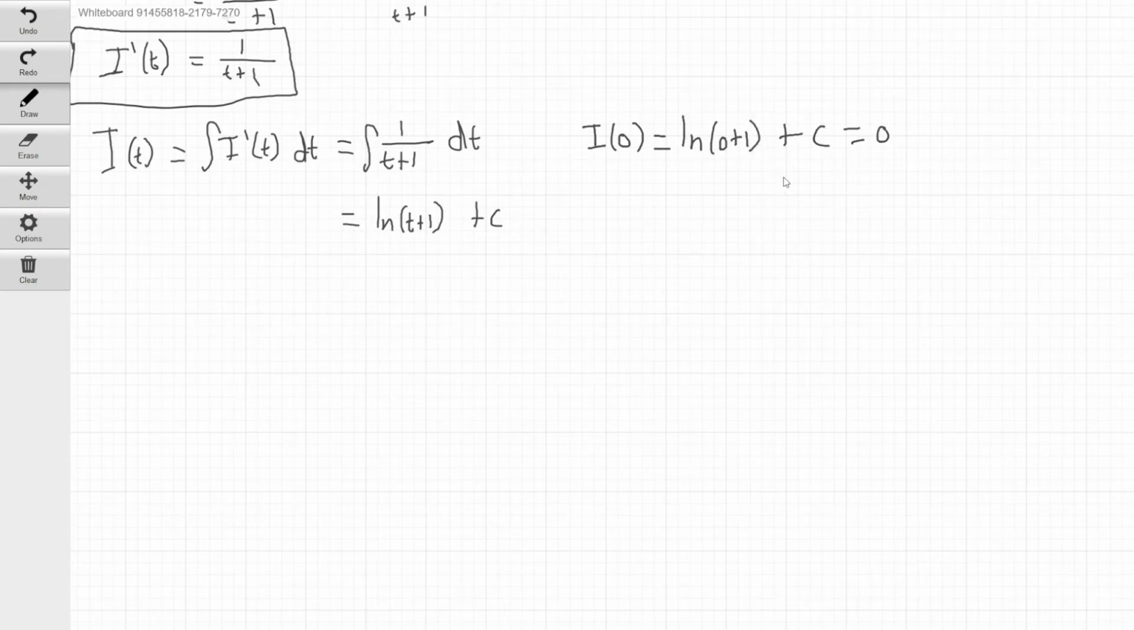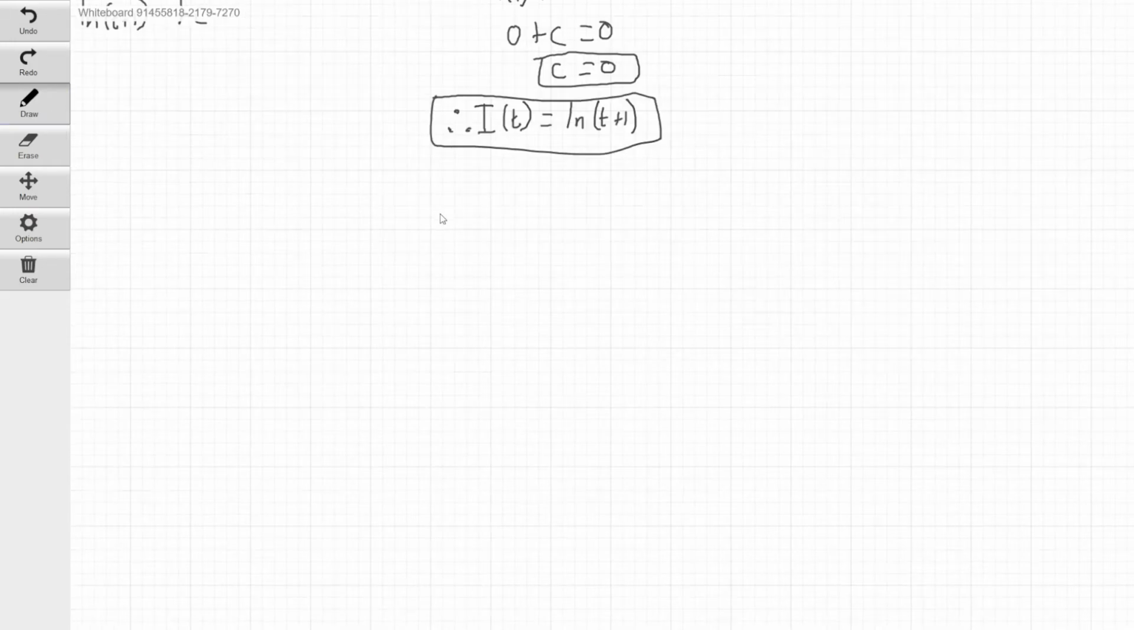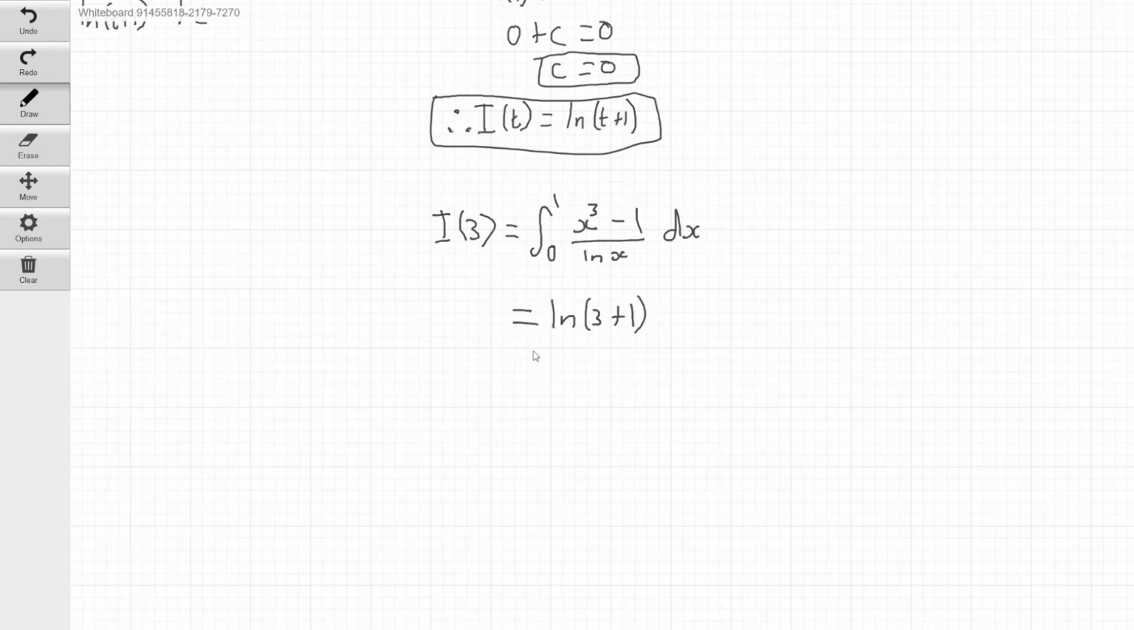We will then find out that c is equal to 0, so therefore I of t is equal to ln(t plus 1). And now that we know the exact expression for I of t, we now just sub in the right value for t so that the integral is equivalent to the original integral we were evaluating, which means we sub in t equals 3, which then gets us ln 4.